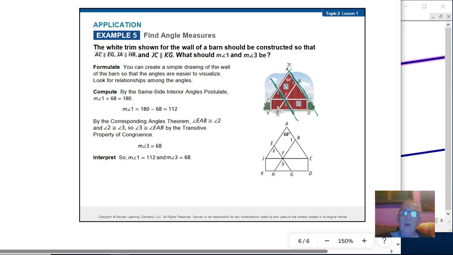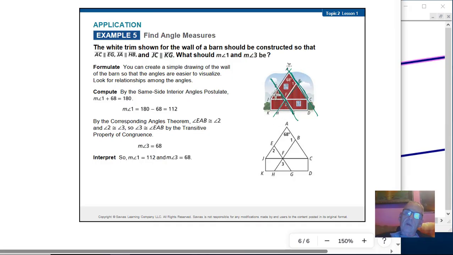And then using the parallel lines BH and AJ, angle 2 and angle 3 are also a pair of corresponding angles. So 68 goes with angle 2, and 68 also jumps down with angle 3. Angle 3 and angle F are going to be 68 degrees because that's a pair of vertical angles.